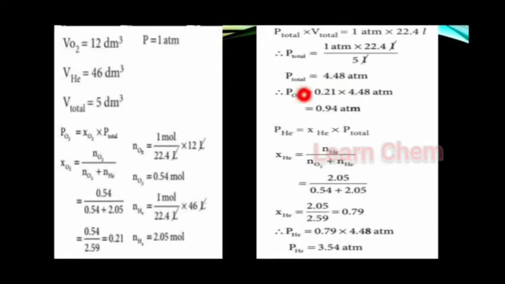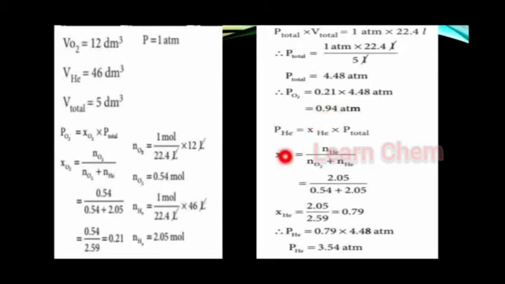Okay, we have the values of P total and the mole fraction of oxygen. So we know these two variables. If we substitute these values in this equation, the partial pressure of oxygen is equal to the mole fraction of oxygen into the total pressure of the system, 4.48 atmosphere. Therefore the answer is 0.94 atmosphere.